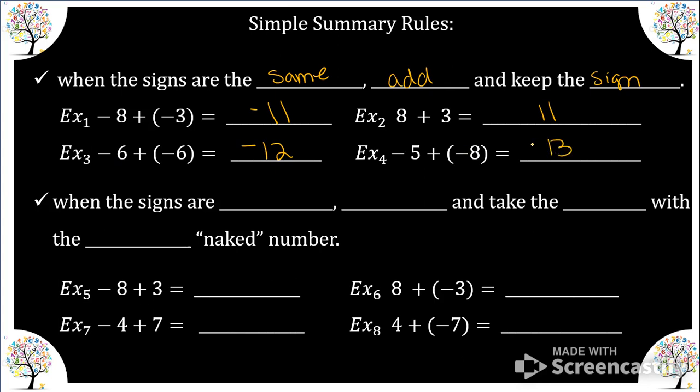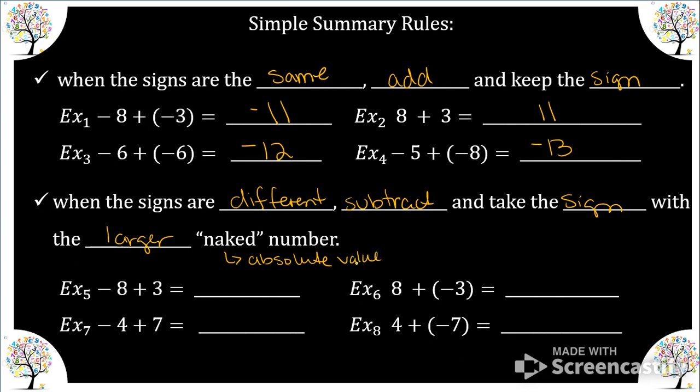When the signs are different, we are going to subtract and take the sign with the larger naked number, also referred to as the absolute value. You've taken away any sign.